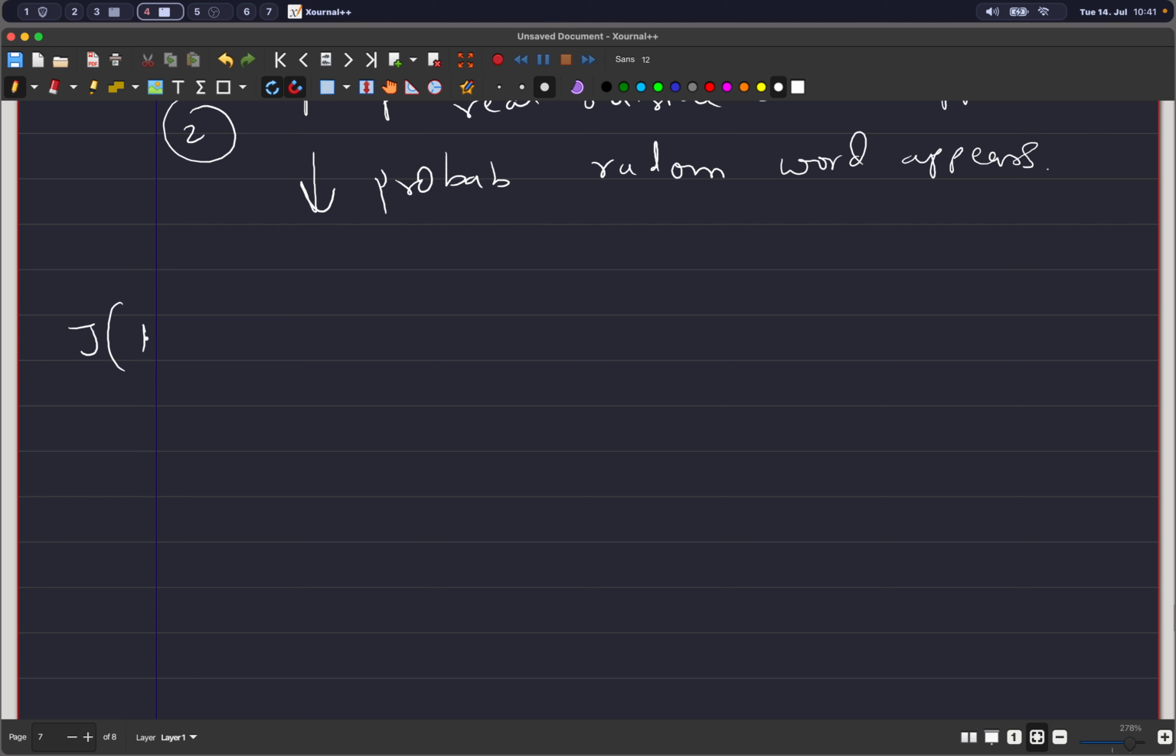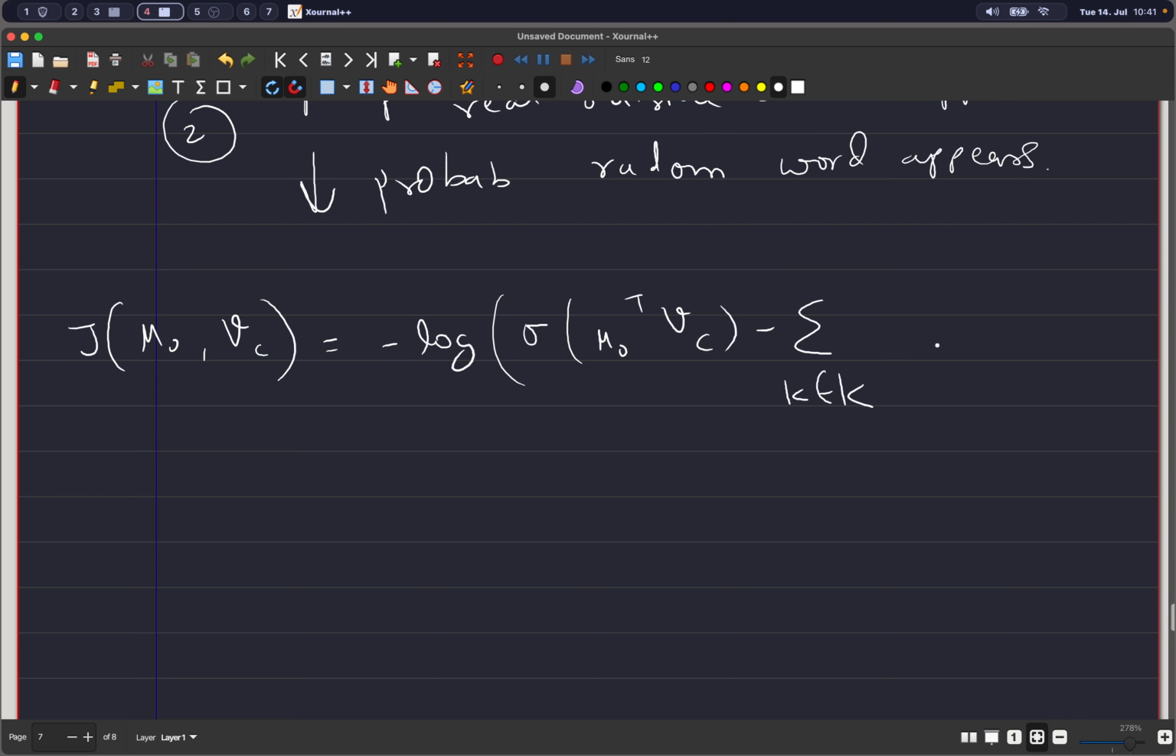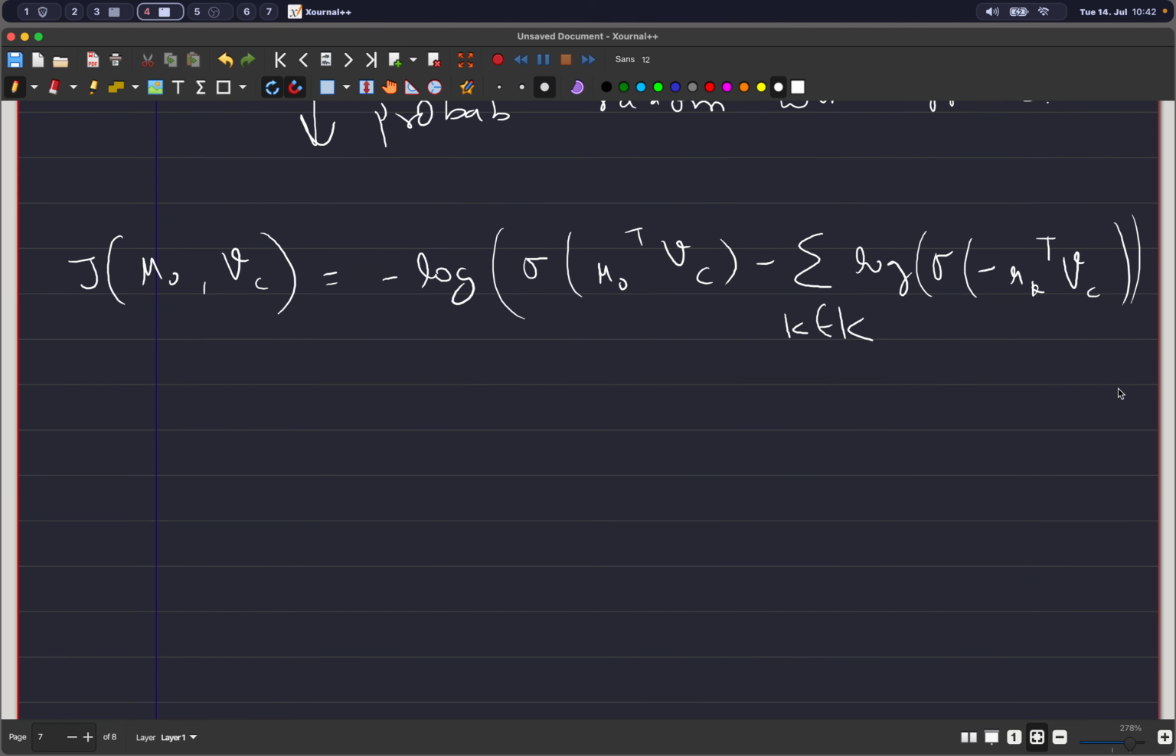The objective function will depend on our outside vectors and our center vector. We write the objective function as minus log of sigmoid of u_o transpose v_c, and then we go through each word in our negative samples and calculate log sigmoid of minus u_k transpose v_c. It is a bit complicated to understand, but let's look at it with an example. The first term is for real pairs and the second term is for fake pairs.